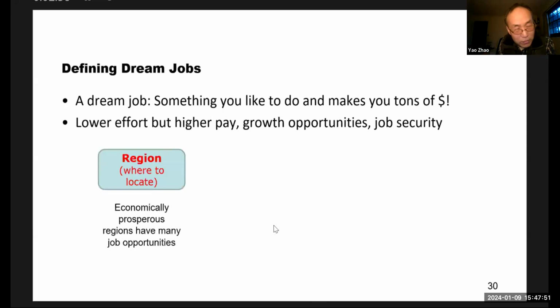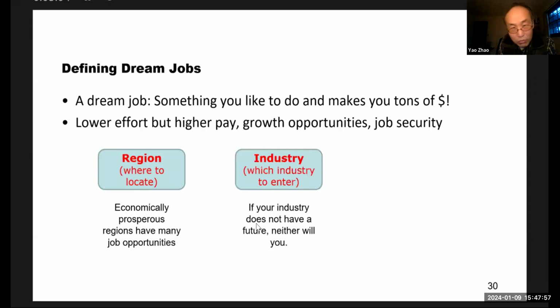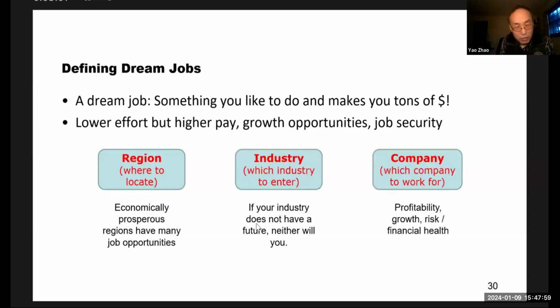You just have to answer three questions: which region to locate, which industry to enter or exit, and finally, which companies to work for. For regions, you might want to choose economically prosperous regions, which might have many job opportunities. For industry, you want to enter industries that are sunrise, not sunset, because if your industry does not have a future, neither will you. For companies, you're looking at the company's profitability, which means higher pay, growth potential, which means your career path, and also risk and financial health, which means your job security.